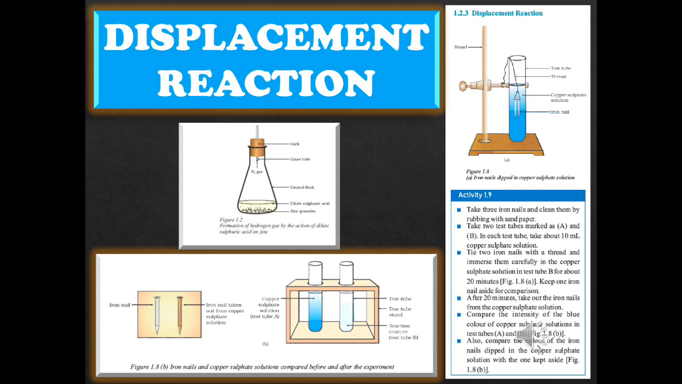After 20 minutes, take out the iron nails from the copper sulfate solution. Compare the intensity of blue color of copper sulfate solution in test tube A with test tube B. Also compare the color of the iron nails dipped in the copper sulfate solution with the one kept aside. Iron nails and copper sulfate solutions compared before and after the experiment. The iron nail turned a little bit red in color and the solution turns from blue color to green color.